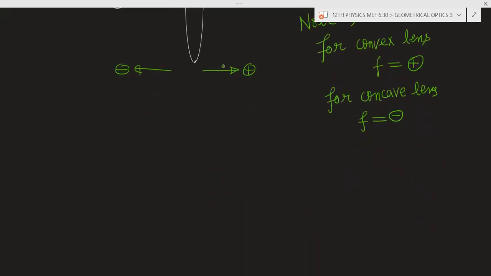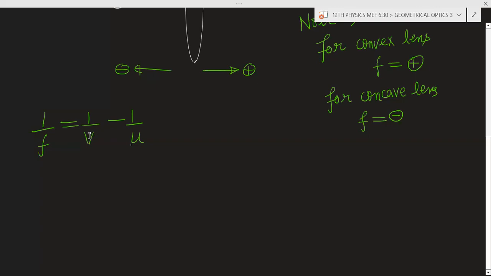So we will apply the lens formula, that is 1 upon f is equal to 1 upon v minus 1 upon u. Position of the image means this image distance you want to find. So you have focal length, you have object distance, you can calculate the image distance.